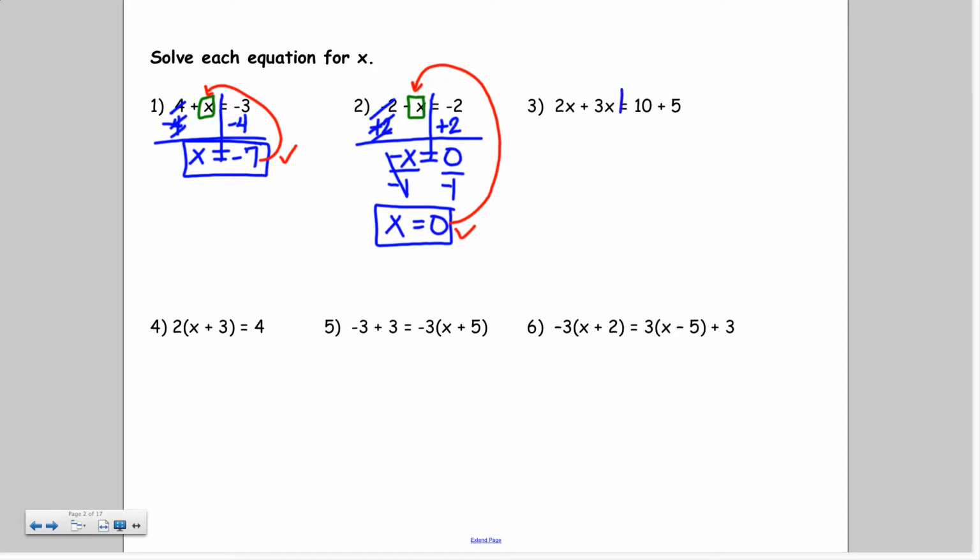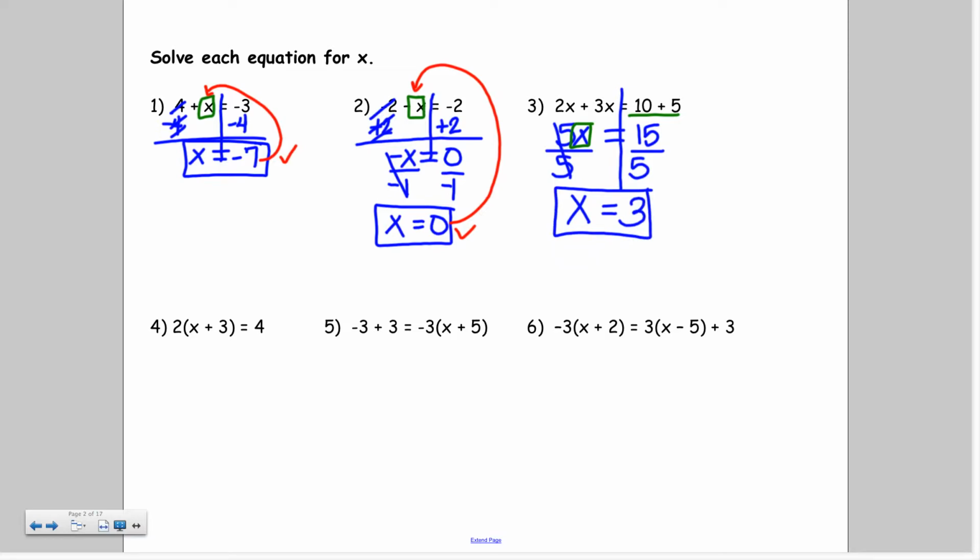All right, so number 3, if we look at this, we have the same term on one side of our line. So we need to combine like terms first. So 2 plus 3 is 5x. We have the same terms on this side as well. So 10 plus 5 is 15. Now we need to get x by itself still. And to get x by itself, we're going to have to do the opposite of what's happening. It's being multiplied, so we need to divide. That gives us x is equal to 15 divided by 5 is 3.